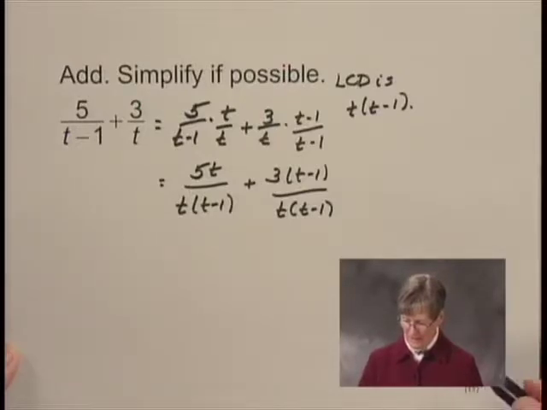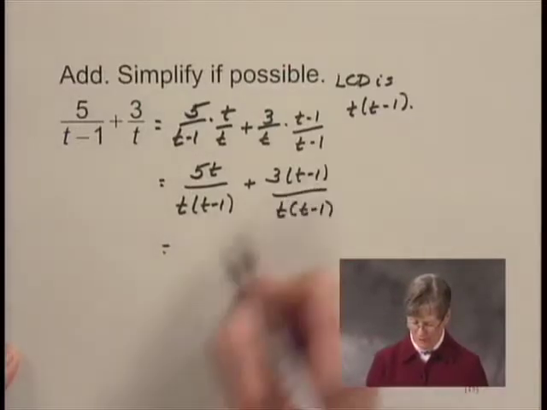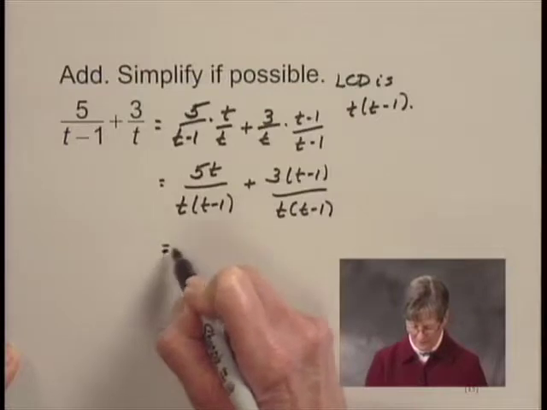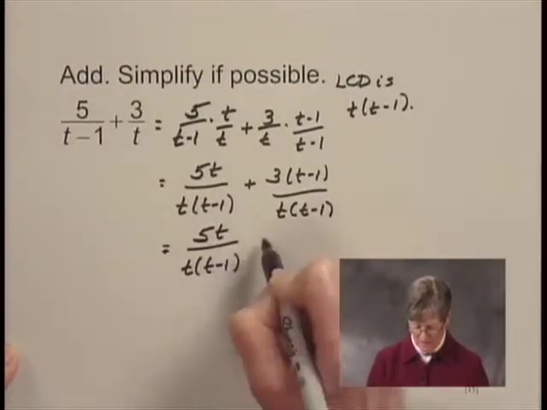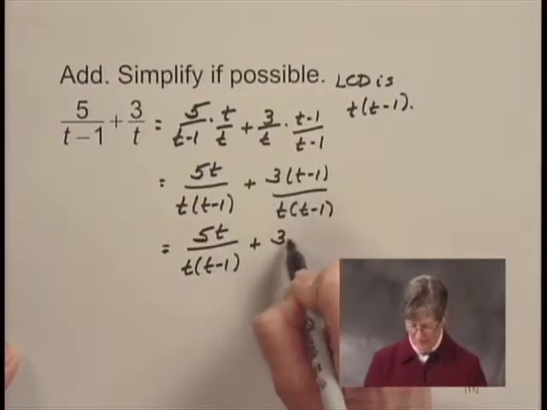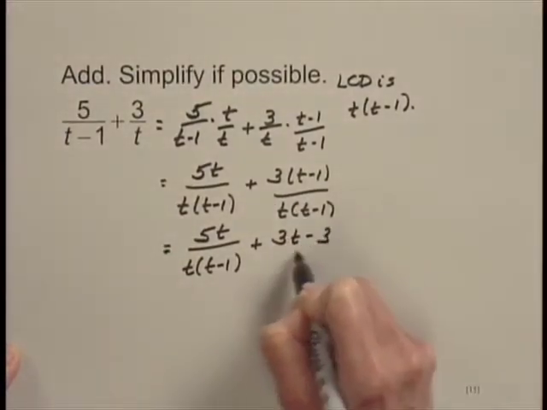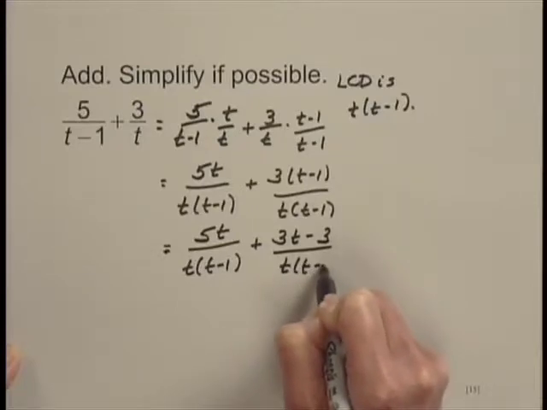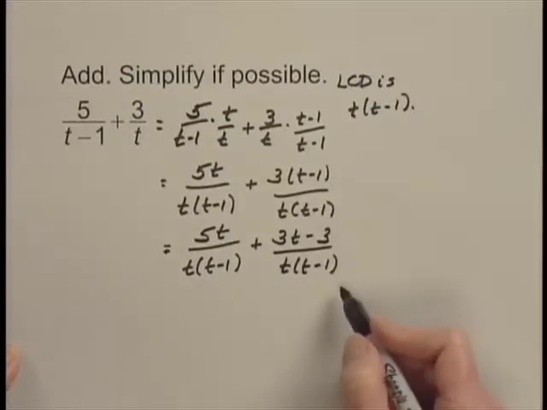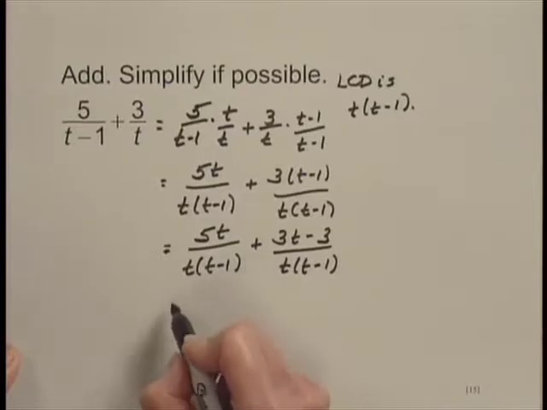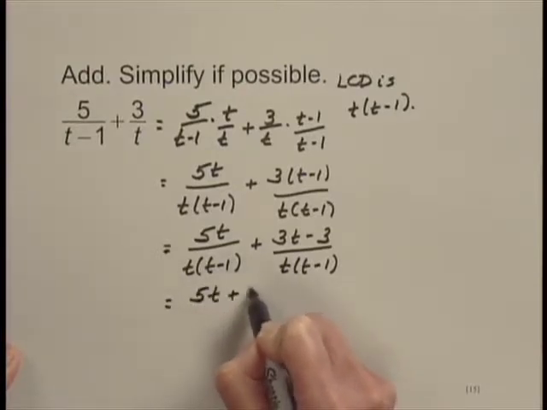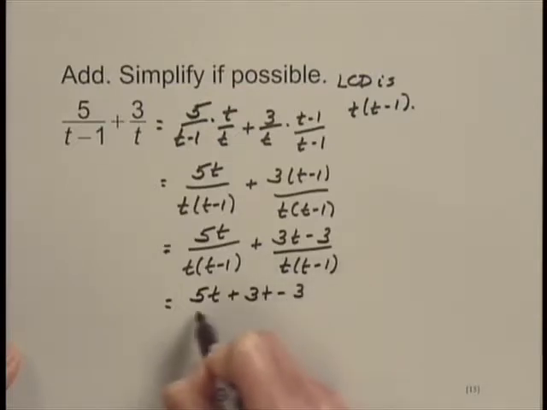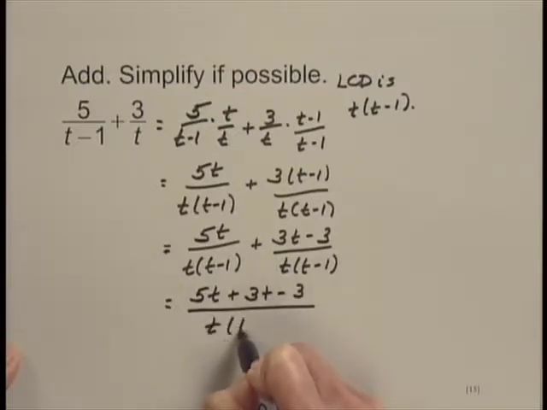Now let's go ahead and do this multiplication in the second numerator. We'll have 5t over t times t minus 1 plus, using the distributive law, 3t minus 3 over t times t minus 1. Now what I need to do is to add the numerators and write that result over the common denominator. So I'll have 5t plus 3t minus 3 over t times t minus 1.